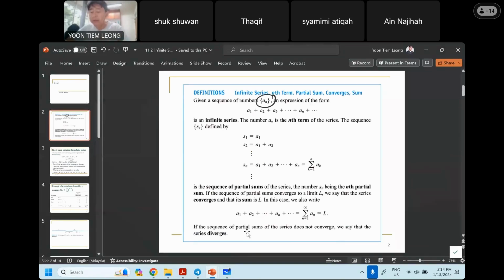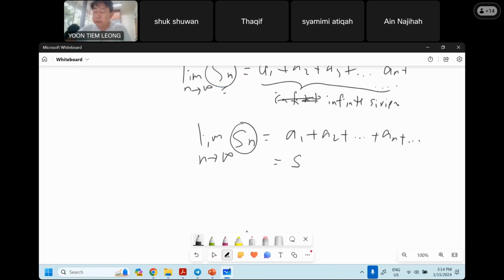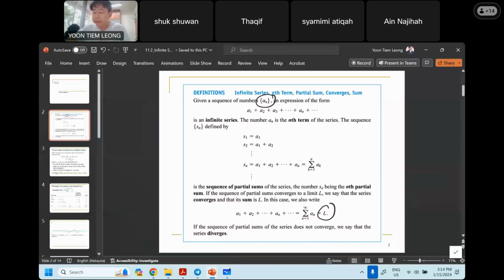Now, in case the limit of the partial sum sequence, which is a series, converges to a number L, then we say the series converges. So that is how we define the convergence of a series. If no such value of L exists, then we say the sequence of partial sums of the series does not converge, or we say the series diverges.